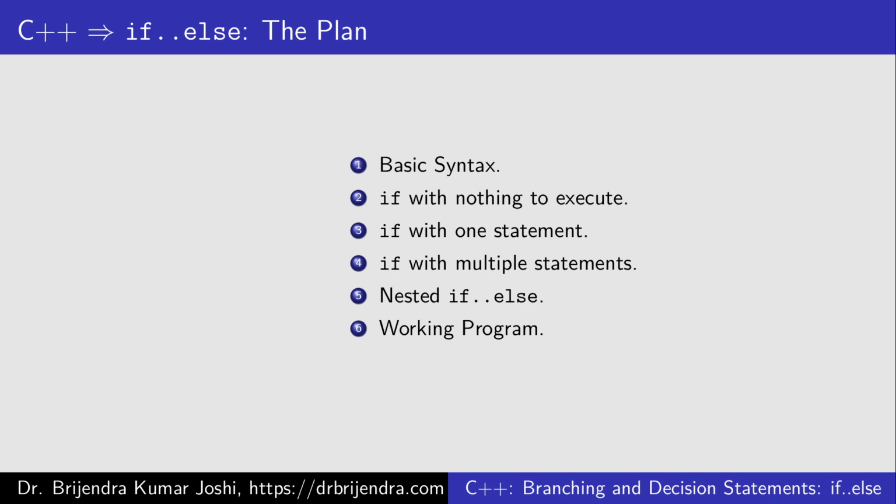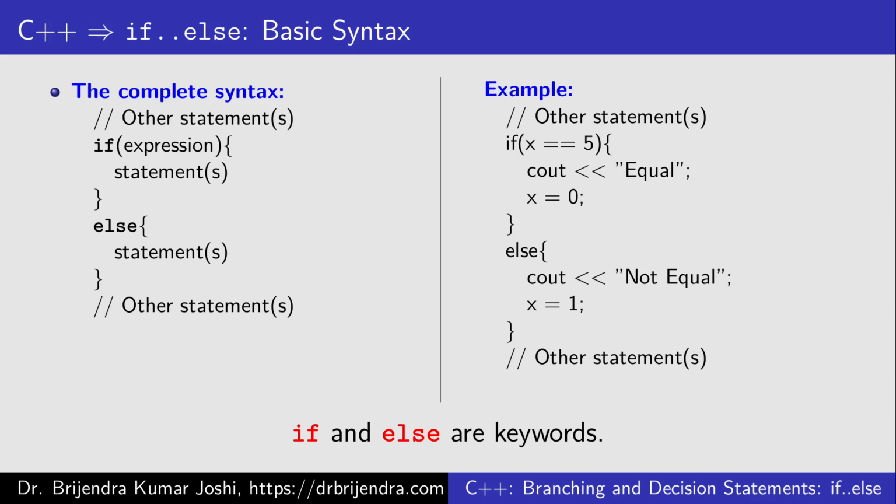What is the plan? First, we'll look at basic syntax. Then we will see these three bullets. They mean if without else. So first, if with nothing to execute, then if with one statement to execute, then if with multiple statements to execute, then nested if else, and a simple working program. First of all, the basic syntax.